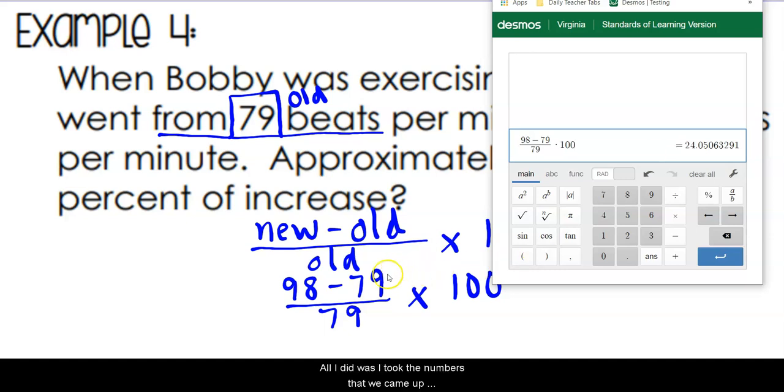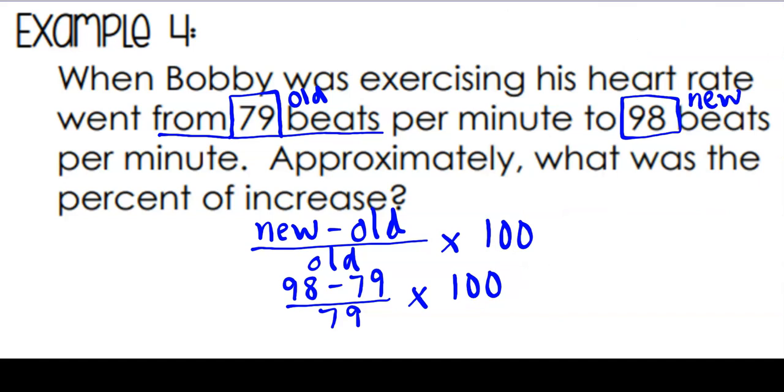Okay. All I did was I took the numbers that we came up with, that we applied in the formula, and multiplied it by 100 to get that percentage. So this would be 24%. So it's a 24% increase, in this case in heart rate.